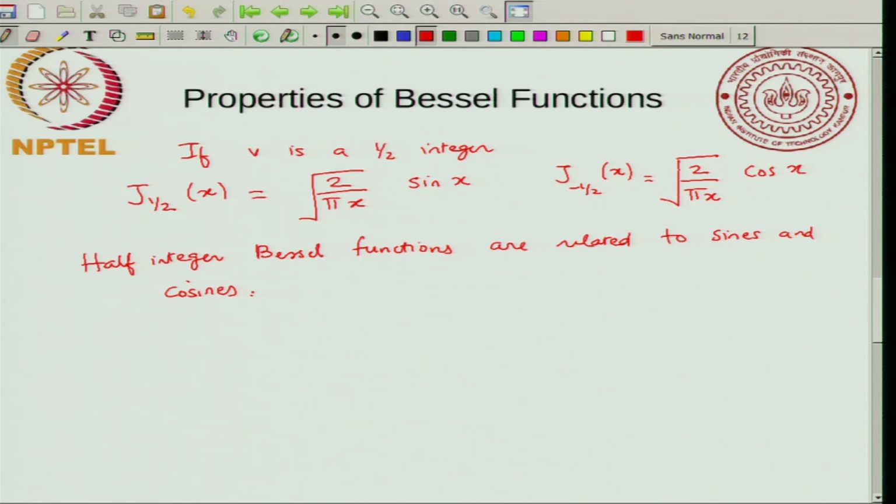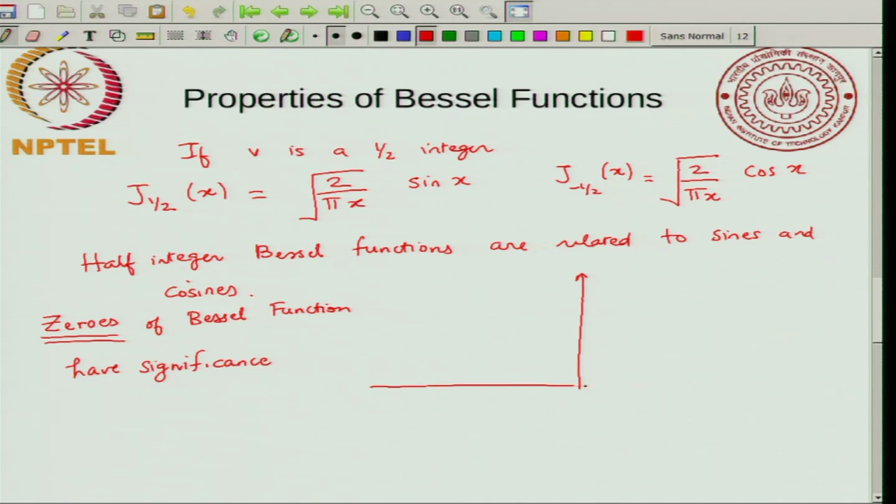The other thing is the zeros of Bessel functions. These have significance. I'll just mention that they have significance, and we'll see in a few minutes where they have significance. So what do you mean by the zeros of the Bessel function? Suppose you take J0 of x. Then what you'll see is a graph that looks like this.